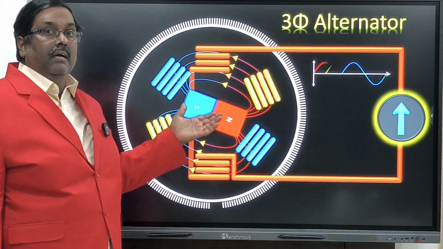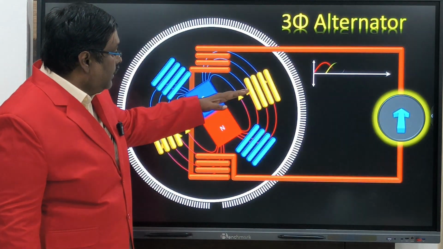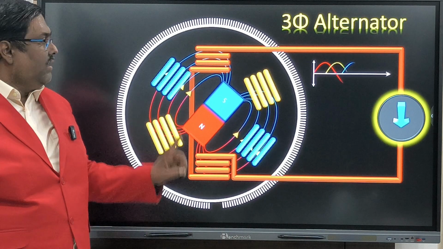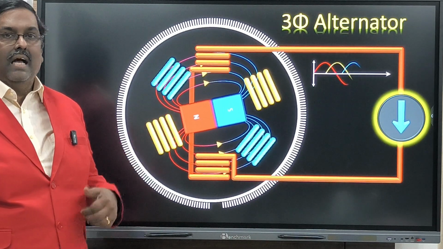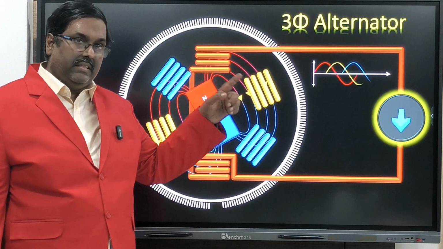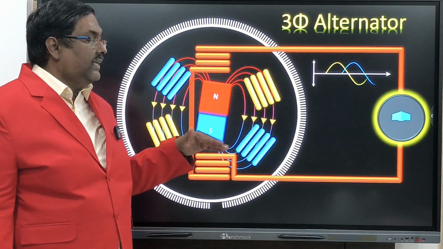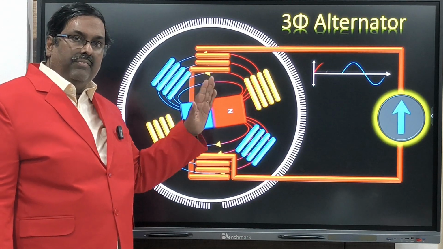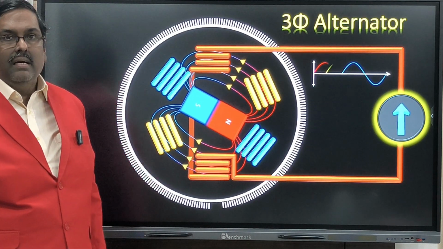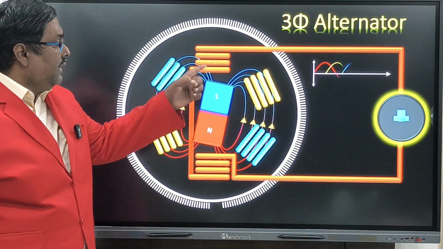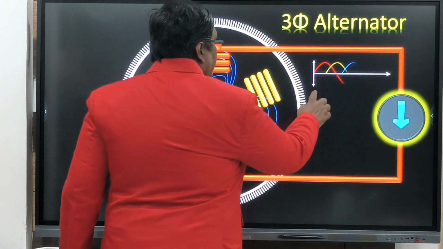Now 3 phase is having 120 degree, 120 degree, 120 degree time lagging. Time lagging in the sense, one frequency only we are calculating. Last class also I told you we will consider one frequency only. One frequency is 360 degree. And if you divide 360 degree into 3, then the angle difference between 2 phases will be 120 degree. That is why it is 120 degree.